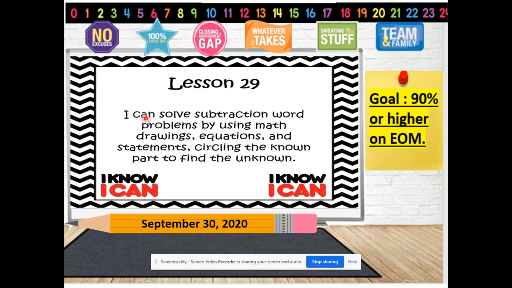Let me get my pointer. Our objective for today says, I can solve subtraction word problems by using math drawings, equations, and statements, circling the known part to find the unknown. So our objective is a little bit long today, but it says the same thing. We are still going to be working with subtraction word problems by showing all of our work, right? Everything in our math teacher. But this time, instead of crossing off to show taking away, we're going to circle what we know, the known part, to find the unknown.